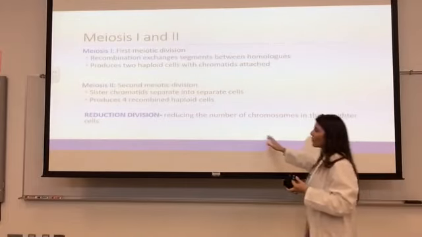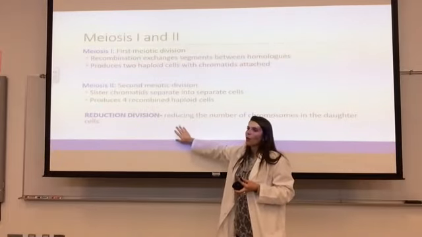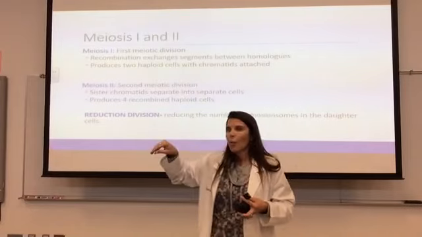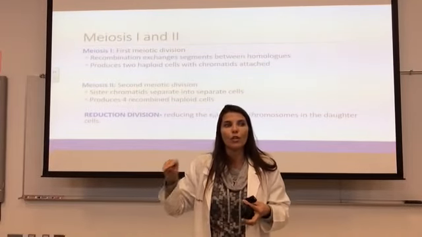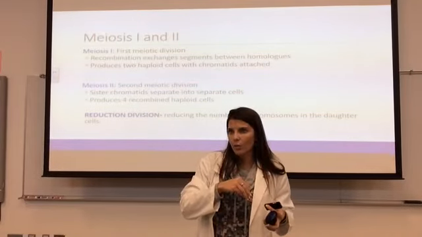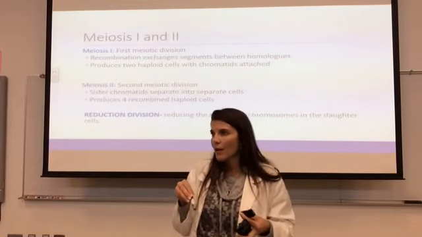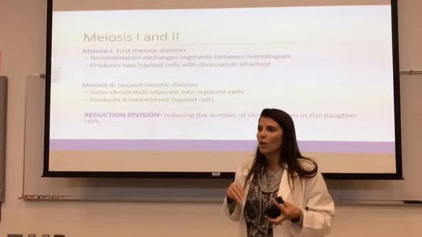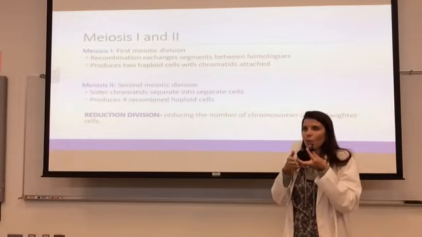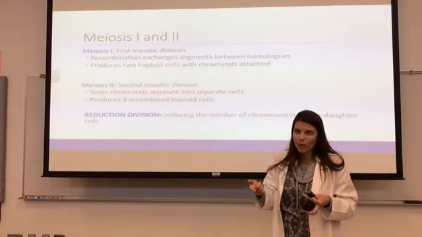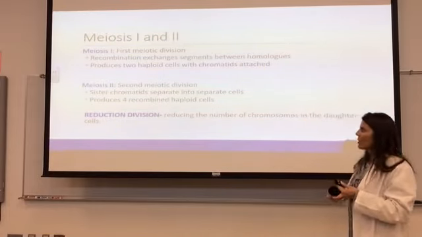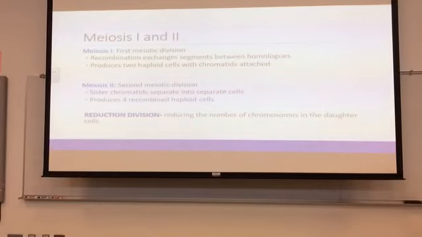And I highlighted right here, meiosis is referred to as reduction division because the ultimate goal is to reduce the number of chromosomes. We want the kiddos to be different, and we want to reduce the number of chromosomes so that when the gametes fuse, we can restore that number of chromosomes. So meiosis is referred to as reduction division. And there's 2 parts to meiosis, meiosis 1 and meiosis 2.